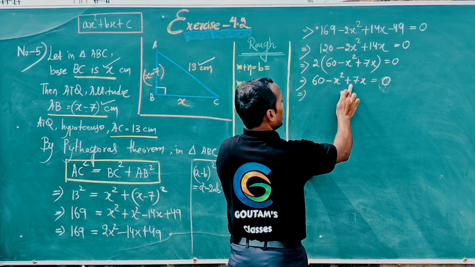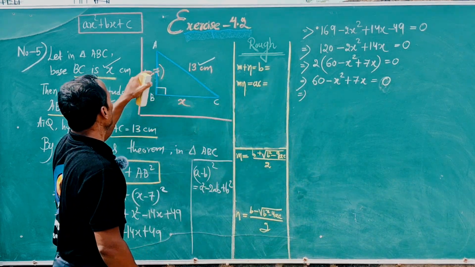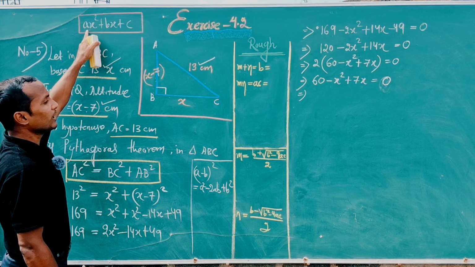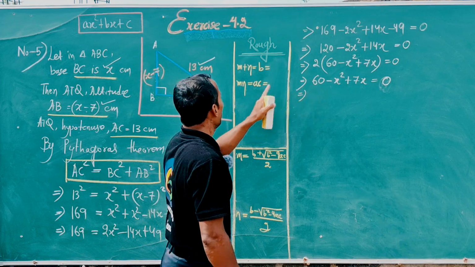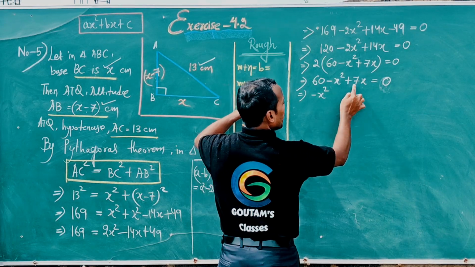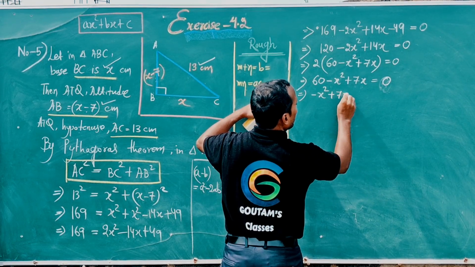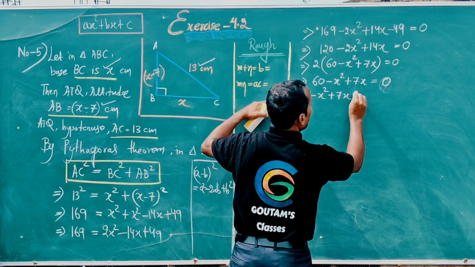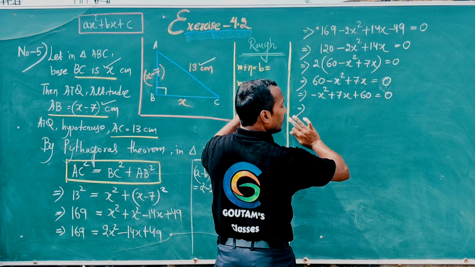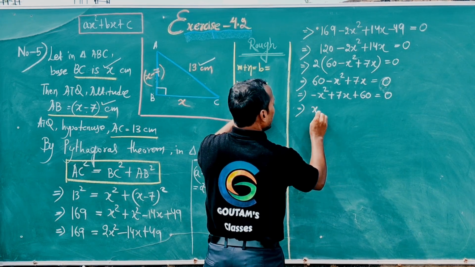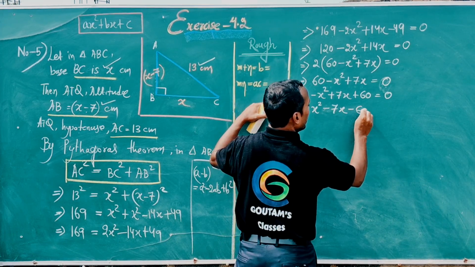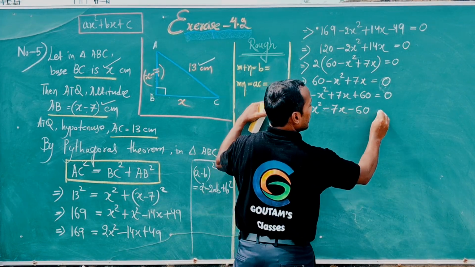Now I have 60 minus x square plus 7x, but it is not exactly matching with our standard form. Standard form is ax square plus bx plus c. Ax square means the term with x square. It should be written in the beginning, but we have 60. We will write the term with x square in the beginning. So minus x square will be written first, then plus 7x, then 60. 60 is positive, so positive 60 I wrote. Now changing the sign of all the terms on left and right will not cause any harm to your equation. So I can write x square minus 7x minus 60. I change the sign of all the terms on left side and right side.